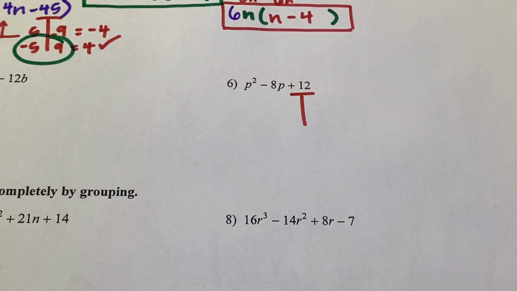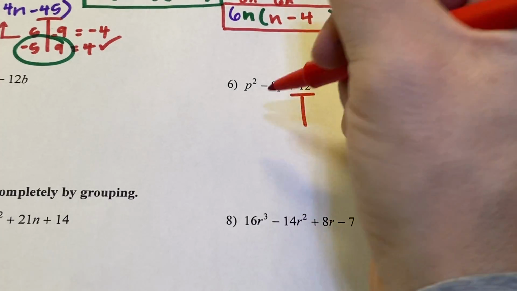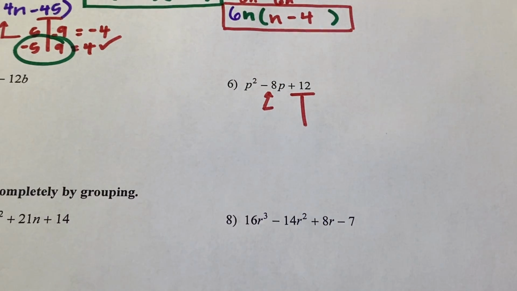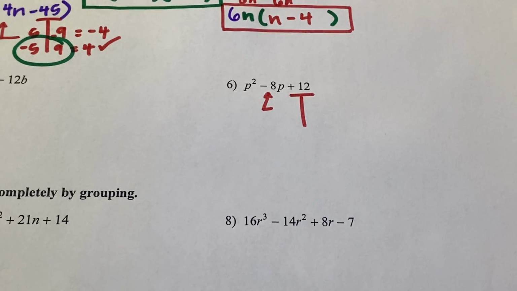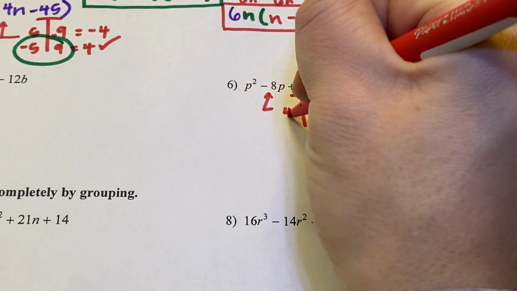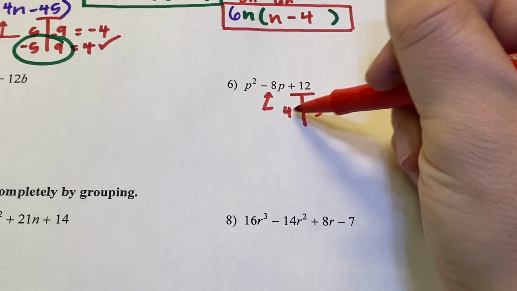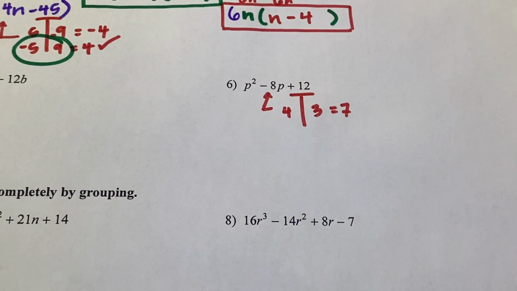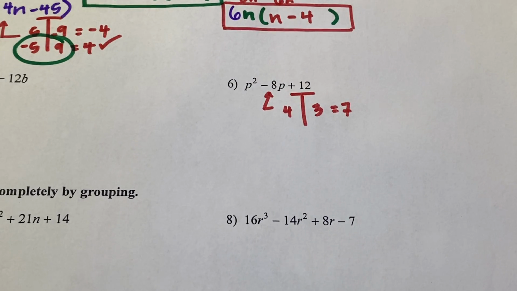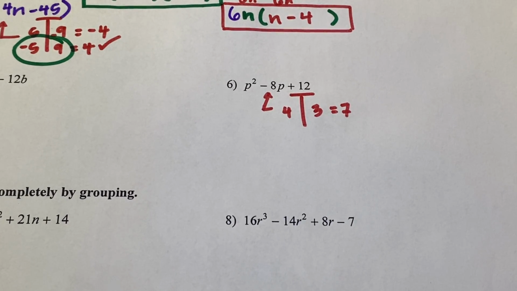Number game. I need 2 numbers that multiply to 12 and add to -8. 4 and 3. Let's try it. Very, very close. 4 plus 3 is going to give me 7. Not quite what I'm looking for. So what else could multiply to 12? 8 and 2. 8 and 2 would give me 16.